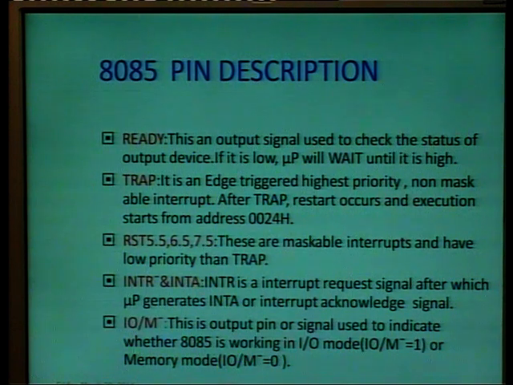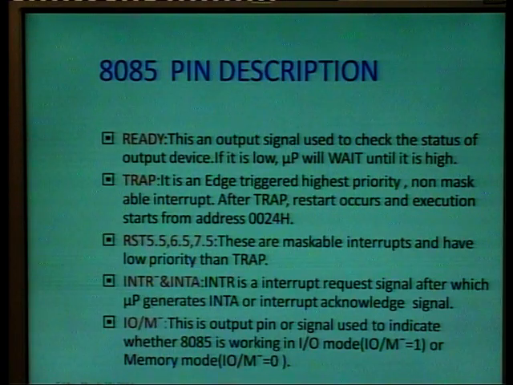TRAP, it is an edge triggered highest priority non maskable interrupt. After the TRAP, restart occurs and execution starts from the address 0024H. RST 5.5, 6.5 and RST 7.5 are maskable interrupts and have lower priority than the TRAP. INTR and INTA. INTR is an interrupt request signal, after which the microprocessor generates an interrupt acknowledge signal.